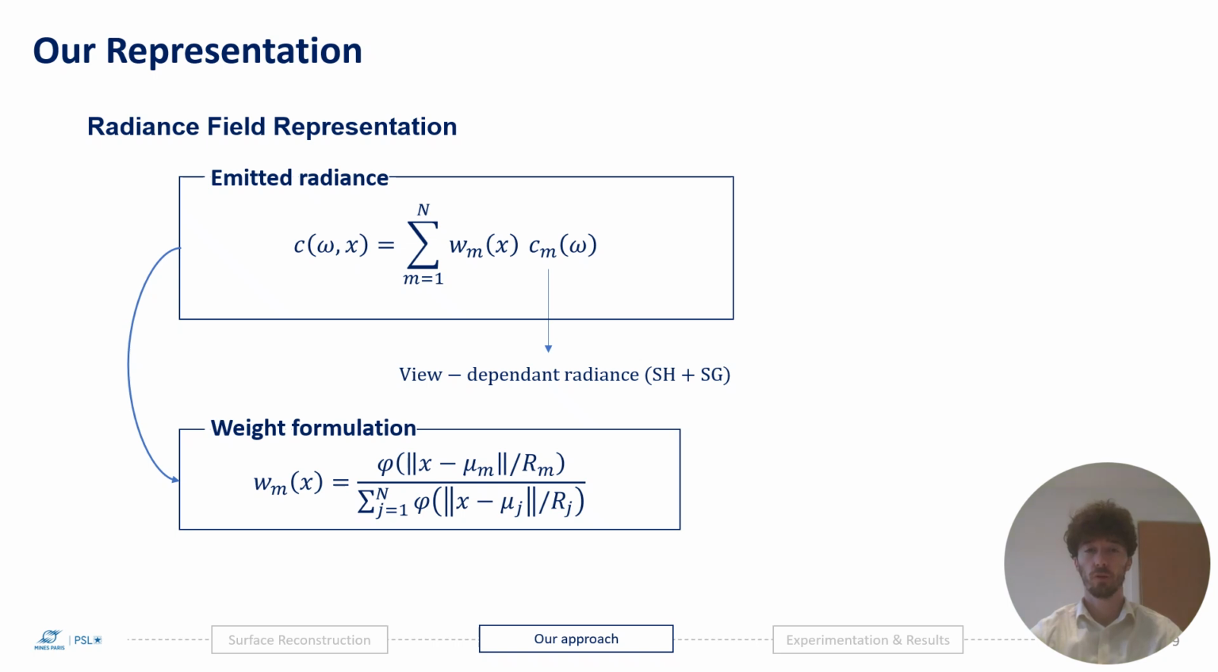To use the volumetric rendering equation, we also define a radiance field representation. The emitted radiance is modeled as a weighted combination of local radiance functions. The weights are computed from localized kernel centers at position mu, which provides a smooth spatial interpolation between local appearance components. The radiance itself is view-dependent, and in our implementation, we use a combination of spherical harmonics and spherical Gaussians. This representation is fully compatible with volumetric rendering while remaining local and compact.